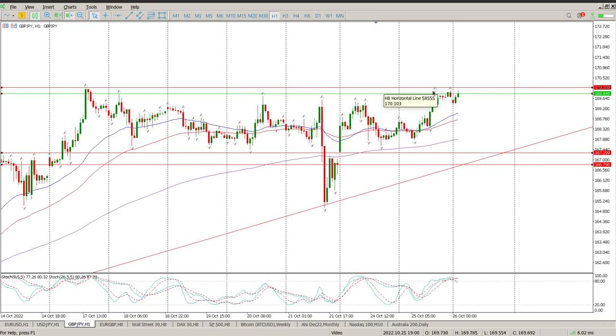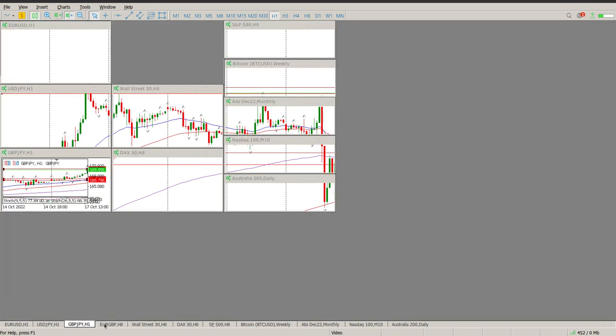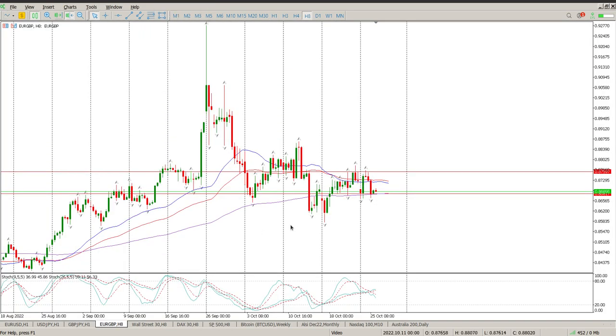Still sit and wait. We need to get above that, or alternatively we'll need to get below 167.300 for anything else to materialize. Lastly, Euro British Pound, pretty much the same situation here on the pound. So range bound at the moment.